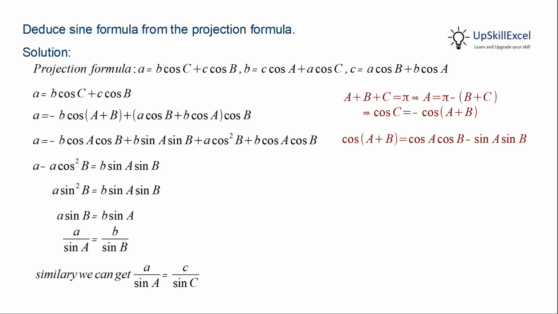Similarly, if we start with any other projection formula and eliminate b, we get a by sin A is equal to c by sin C. From these two, we can conclude that a by sin A is equal to b by sin B is equal to c by sin C is equal to k, where k is a constant.